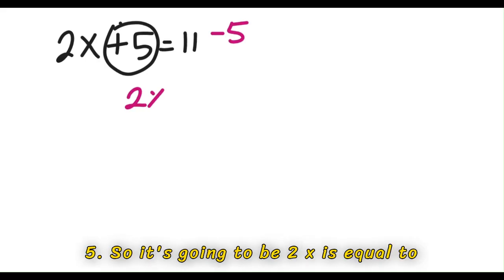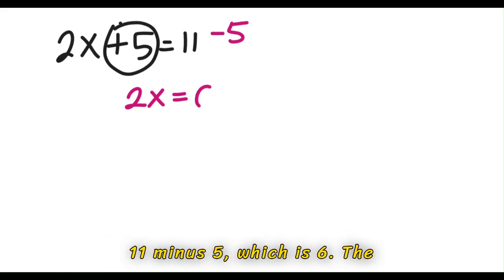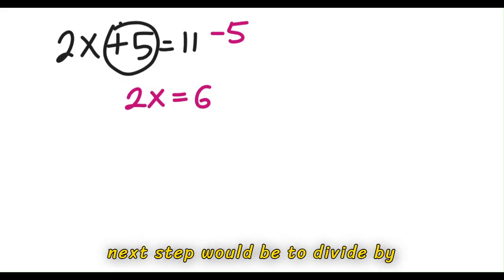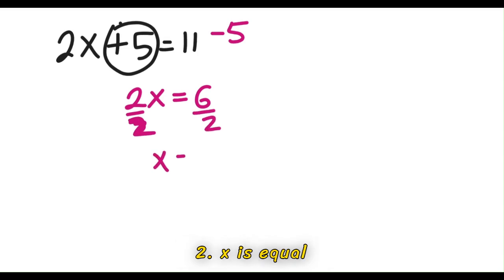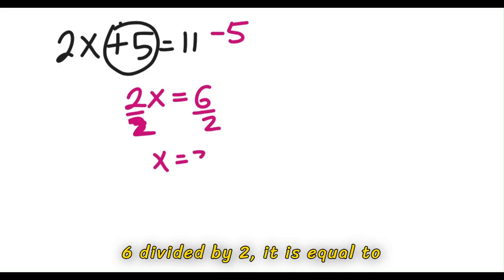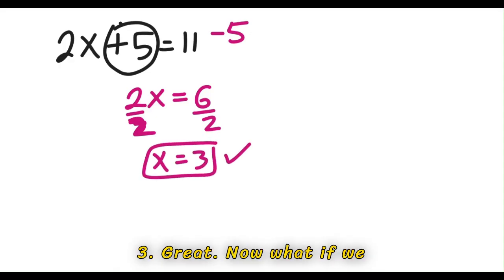So it's going to be 2x is equal to 11 minus 5, which is 6. The next step would be to divide by 2 and divide by 2. X is equal to 6 divided by 2, which is equal to 3. Great. Now what if we have an extra step?